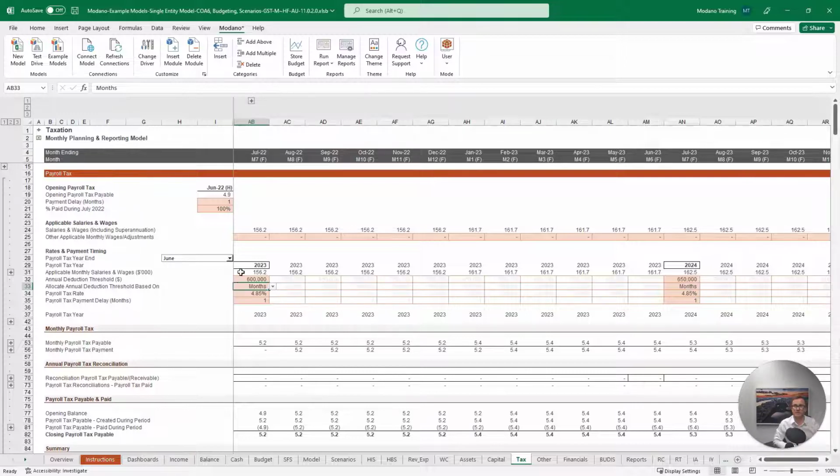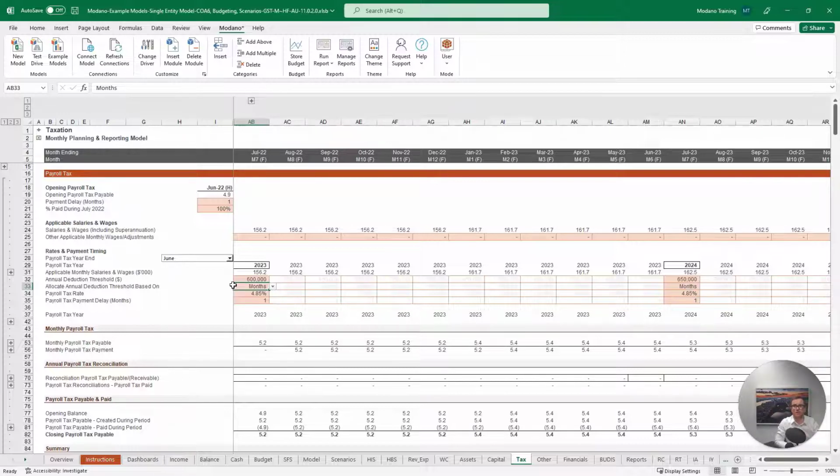This means that in the case of July 22, we have our applicable monthly salaries and wages of 152.6, and as this model is in thousands, this means we have an applicable monthly salaries and wages expense of $156,200. If we then apply our $50,000 monthly allocation of the annual threshold deduction, we then have a post-deduction monthly salaries and wages expense of $106,200. It is then to this post-deduction monthly salaries and wages expense that we apply our payroll tax rate to.